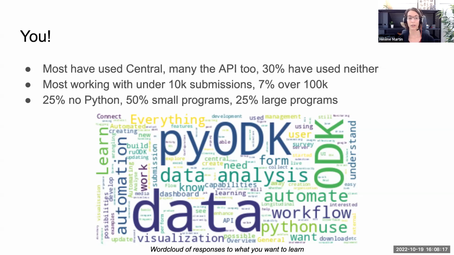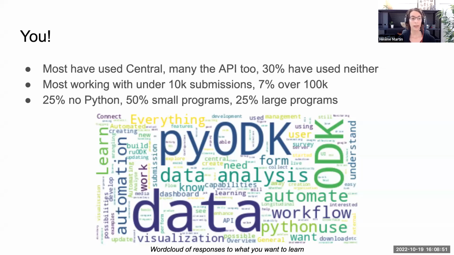I asked about the number of submissions. Most of you are working with under 10,000 submissions, but there are about 7% of you who are working with over 100,000 submissions routinely. The techniques that I show you will best work with kind of smaller data sets. They probably take you to about 100,000, but beyond that, you'll want to do some more involved things like downloading the data in chunks and things like that. I'll call out when you might want to do that and hope to have some examples soon.